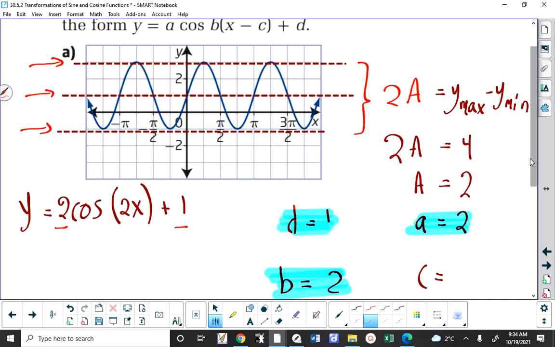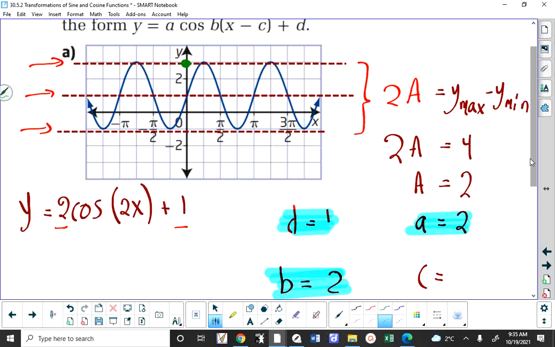Who can tell me where cosine always starts if A is positive? Sienna? At the top, at the maximum value, on the y-axis, right? So cos starts at the top. If it were sine, sine starts in the middle. And that means that cosine would start here. And since cosine starts at the top, it has no place to go but down.